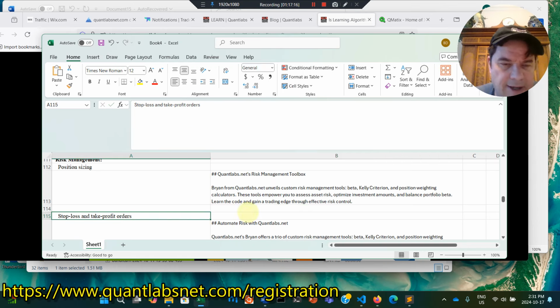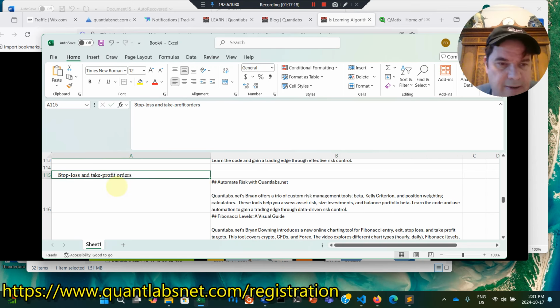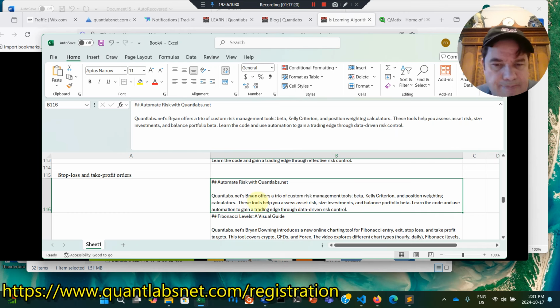Again, stop loss and take profit orders. If you want to automate this, there's a custom risk management tool, including indicators, I should say, like beta, Kelly criterion, and position weighting calculators. Tools assess asset risk, size of investment, and balance portfolio beta. So the beta is important, but more obviously you're there to generate alpha. So there's the code, automation, and trading edge through data-driven risk control.